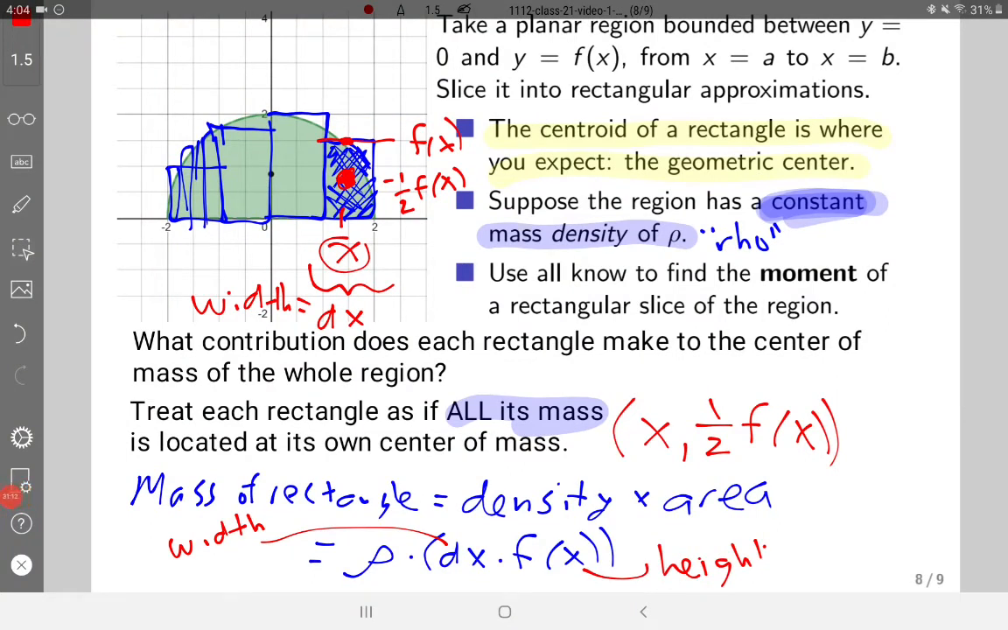And that's the mass of the rectangle, the density rho times its width dx times its height f of x. Knowing also the coordinates of that center of mass of the rectangle, I now have everything I need to know to write down the contribution of this rectangle to the moment around the y-axis and around the x-axis.